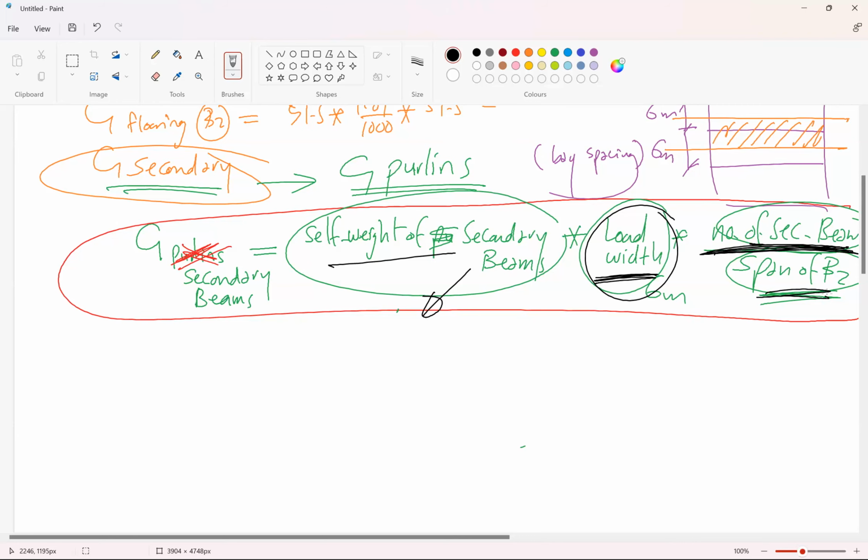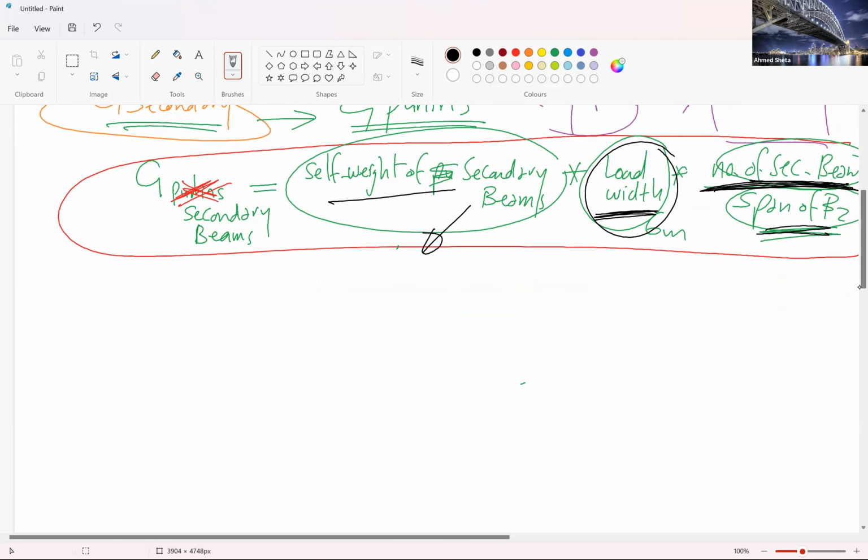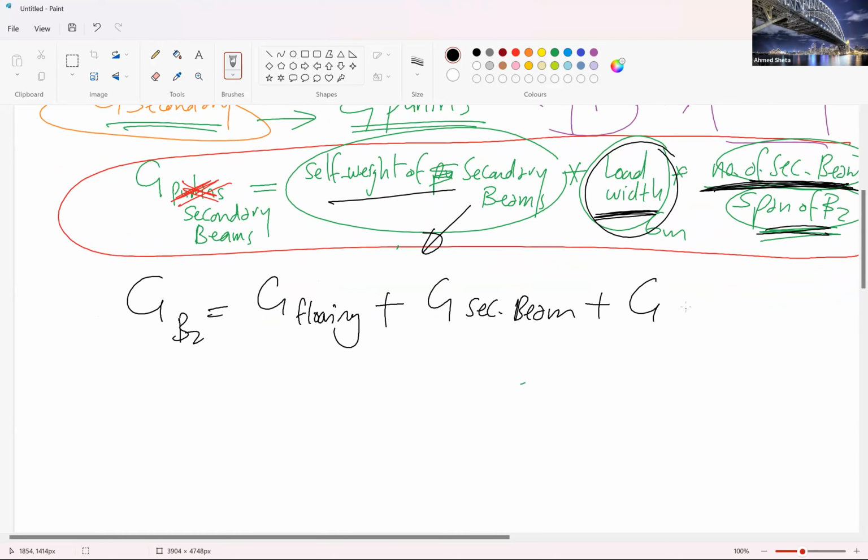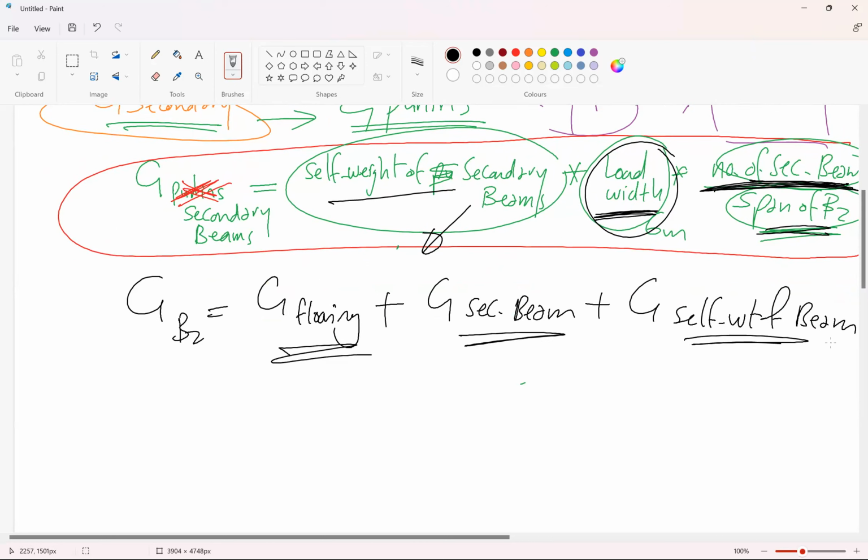Okay, I think this will be for G. G for B2 will be G from flooring or the steel grating, plus G from secondary beams, plus G of the self weight of the beam. I think that's it, no other things. So only three components.